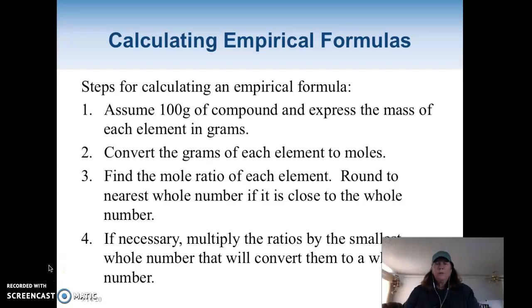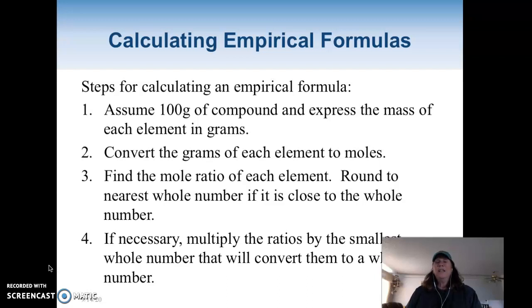When we finished up on the notes last time, we started talking about empirical formulas, or what they call simplest formulas. You're going to get the percent of a compound, and you have to figure out its formula. So we're going to go in reverse. Before, you had the formula and figured out the percent of each element. Now you're going to get the percent and you have to figure out the element.